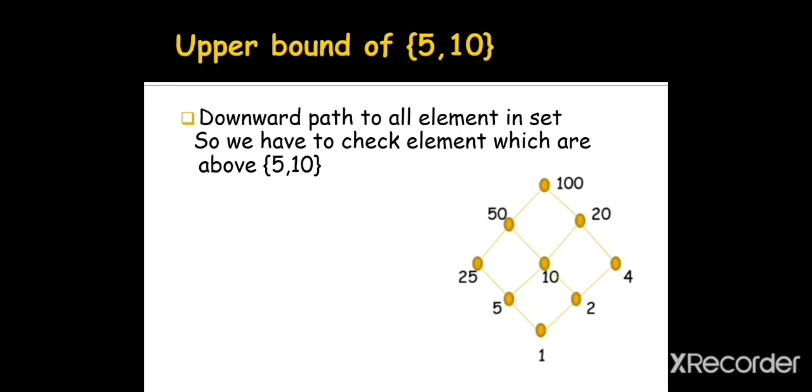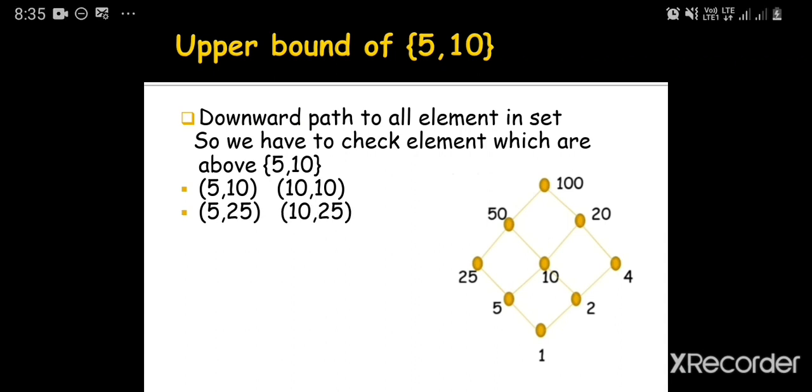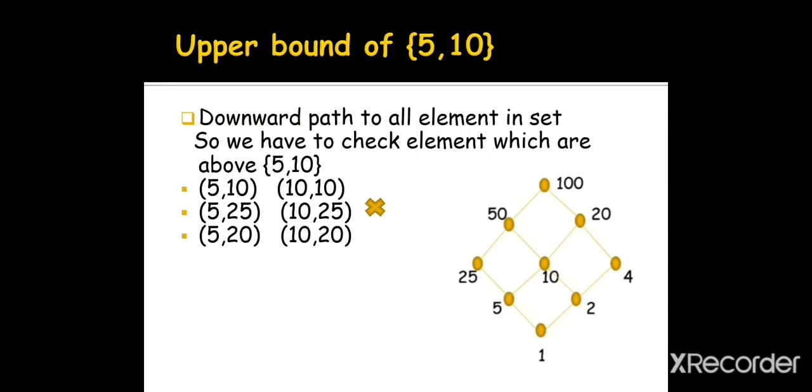Firstly we will check 10. We can see that there is a bond between 5 and 10, and 10 and 10 itself because it is reflexive. Secondly we will check 25. The bond between 5 and 25 is there, but there is no bond between 10 and 25. Next we will check 20. There is a bond between 10 and 20, but there is no direct bond between 5 and 20. But it is a transitive relation, so 20 is also an upper bound.